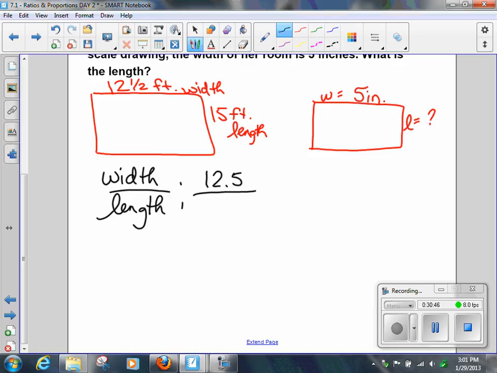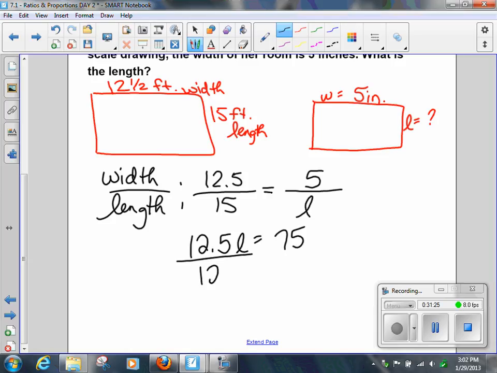Hey, is it okay that I put 12.5 over 15 equals what, Chase? 5 over L. Right on? Attaboy. Chase is not a liar. Only sometimes. Here we go. What now? Just multiply, right? 12.5 L. 5 times 15, 75. Yeah. And then divide both sides by 12.5. Right on?